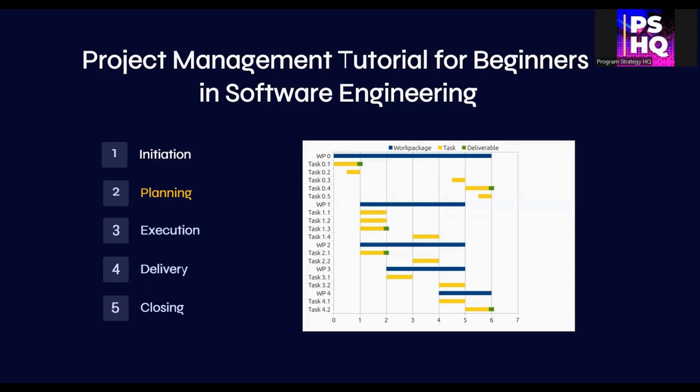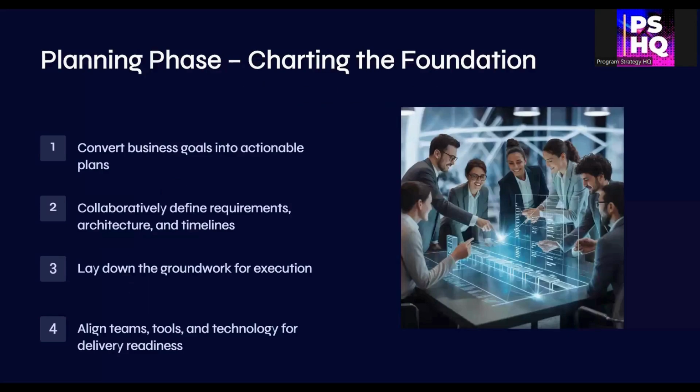We look into the second phase of the project lifecycle, the planning phase. Here we take our strategic goals and translate them into actionable, detailed project plans. We define requirements, design architecture, schedule work, and get our teams aligned, all before starting any line of code. This phase is where success starts to take shape.